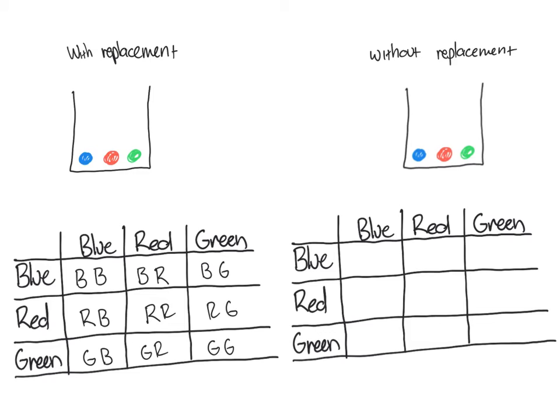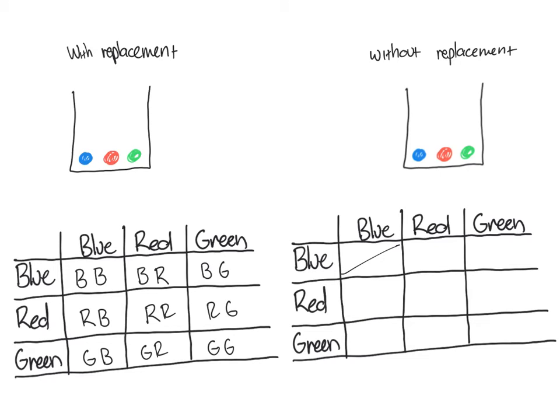So this one's going to be slightly different. The first outcome: what's the chance that you draw out a blue first and then eat it, don't put it back in, and then draw out a blue again? Well, that's not possible because there's only one blue lolly, so you can't draw it out twice. So we're just going to put a line through this one.